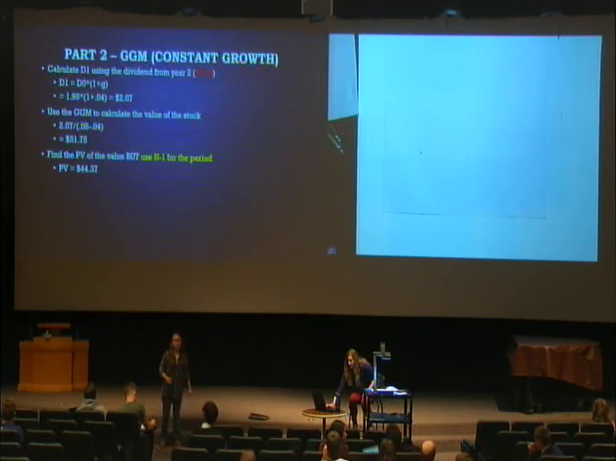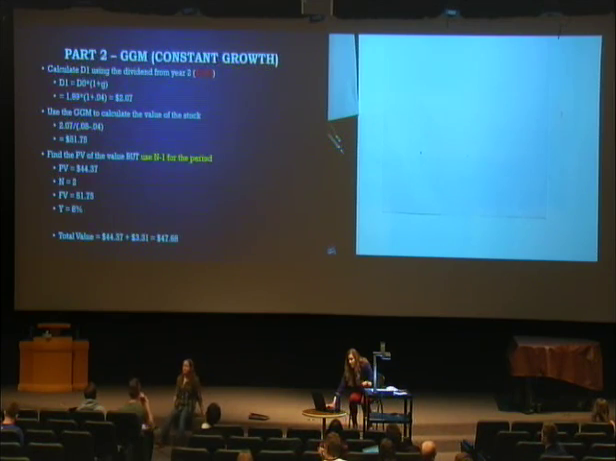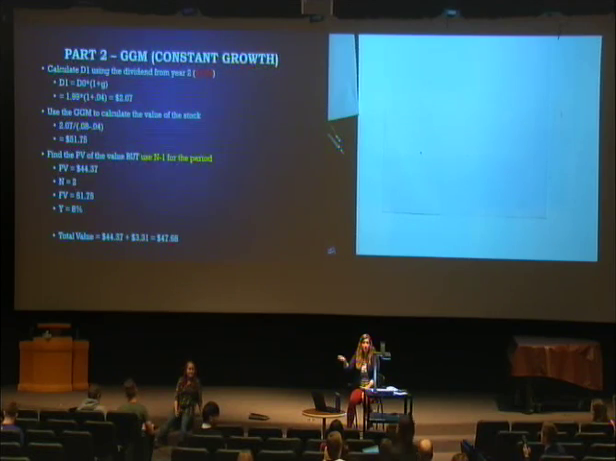So the present value is, so the answer is 44.37. So then you just add the present value of part 2 to the present value of part 1, and that'll give you the total value of those dividends and the price that you should pay for it.